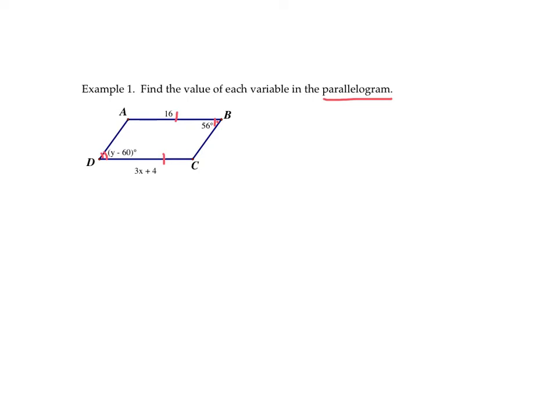So our first equation would be to say that 16 is equal to 3x plus 4. And again, that's because opposite sides of a parallelogram are congruent. Subtract 4 from both sides of the equation, and we end up with 12 is equal to 3x. Take and divide both sides by 3, and we get x is equal to 4.